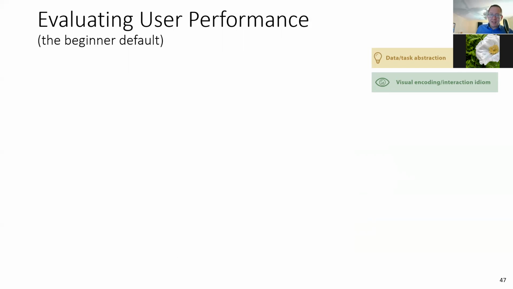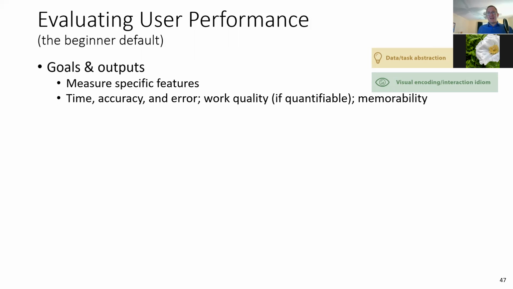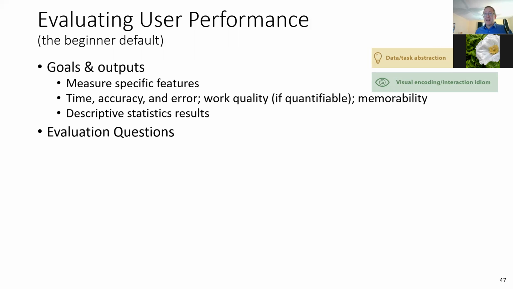This is just our default. Everybody wants to do this approach when they start a visualization. Maybe not you guys, but this is the classic, right? I have a system. I want to show it's 50% more effective. So I have specific measures like time, accuracy, and error, work quality, and memorability maybe of the data. What do I remember about the data itself? And I want some descriptive statistics. I'll get some p-values. I will get that my system is 50% faster than this system.